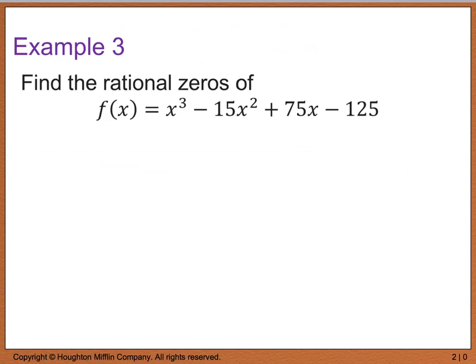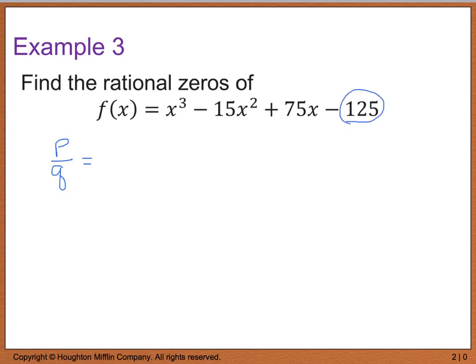Let's go ahead and do the same thing for example 3, where we want to find the rational zeros of x cubed minus 15x squared plus 75x minus 125. First thing we're going to do is use our rational zero test, and we're going to take our p and divide it by q. P is going to equal the factors of our constant, which is 125.